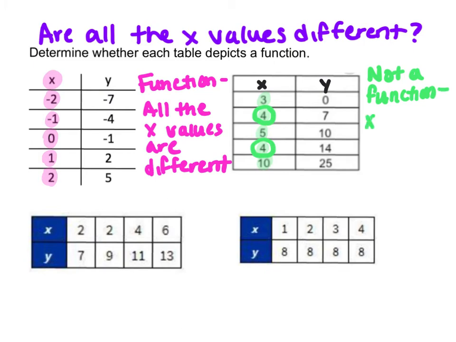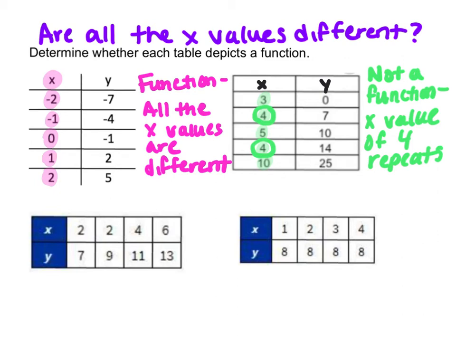And your reason would be that the x value of 4 repeats. The tables at the bottom are examples of horizontal tables, but the process is still the exact same.